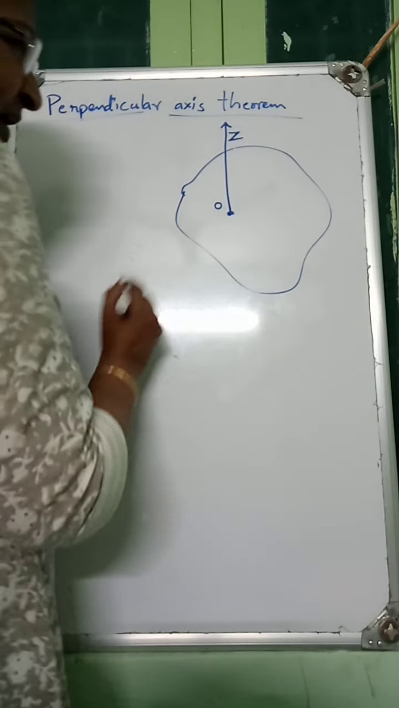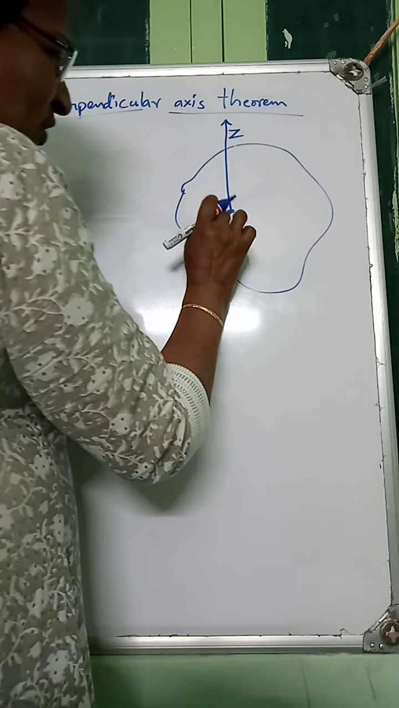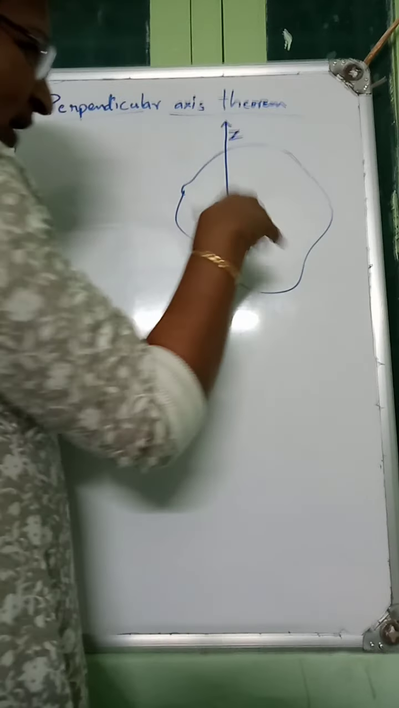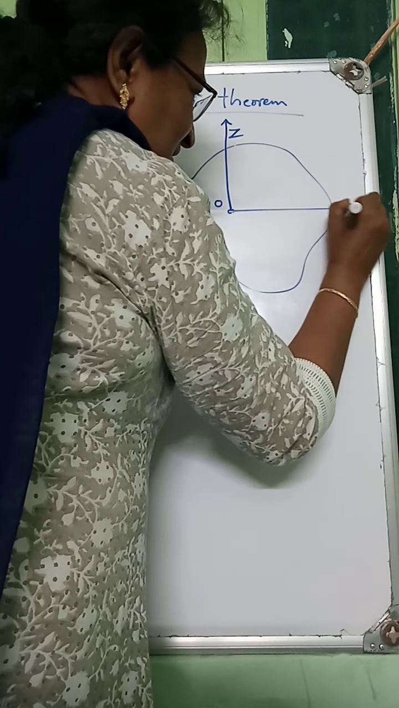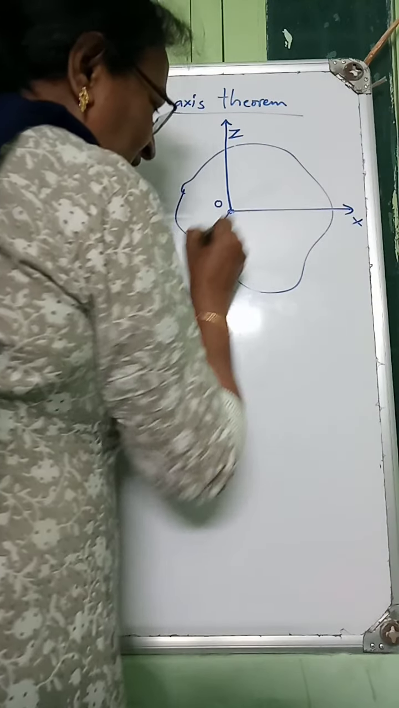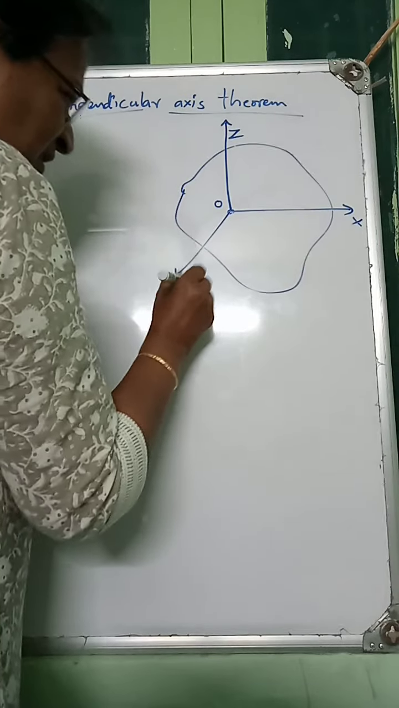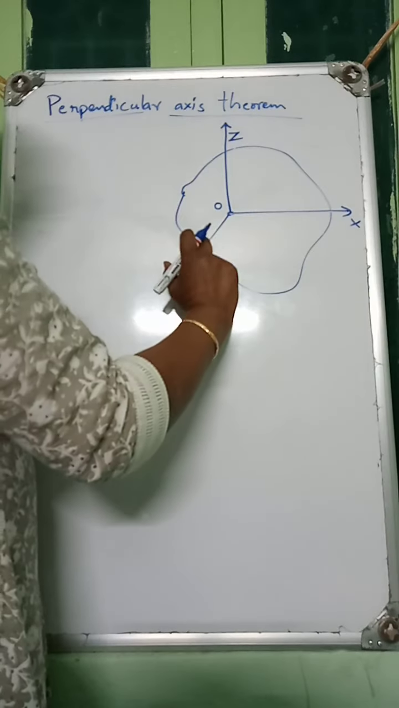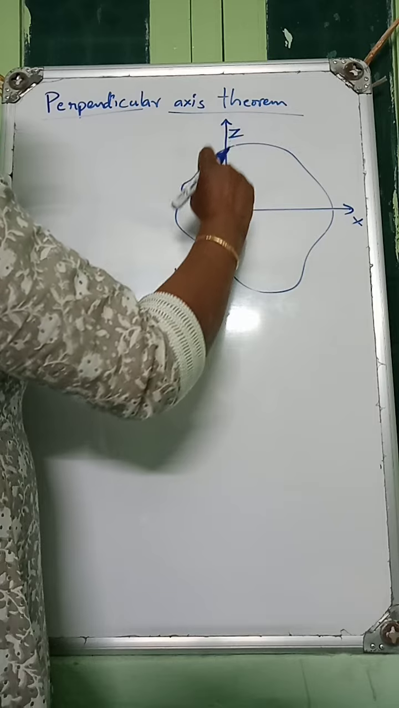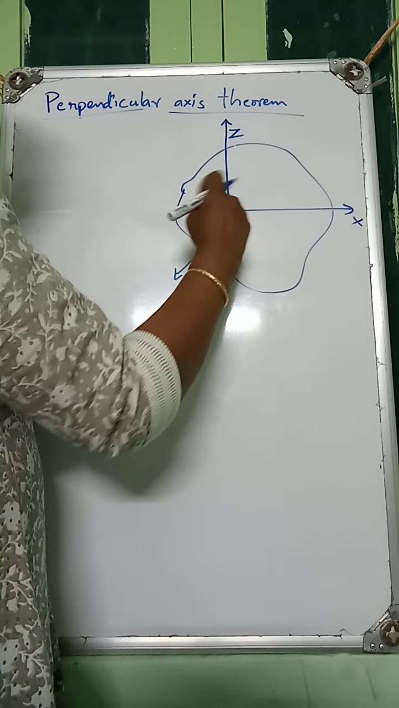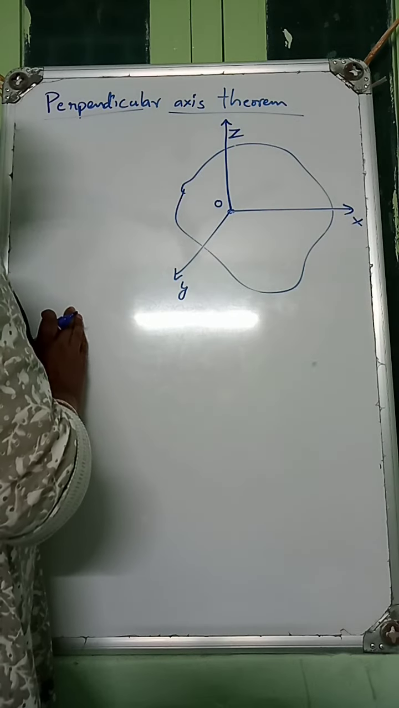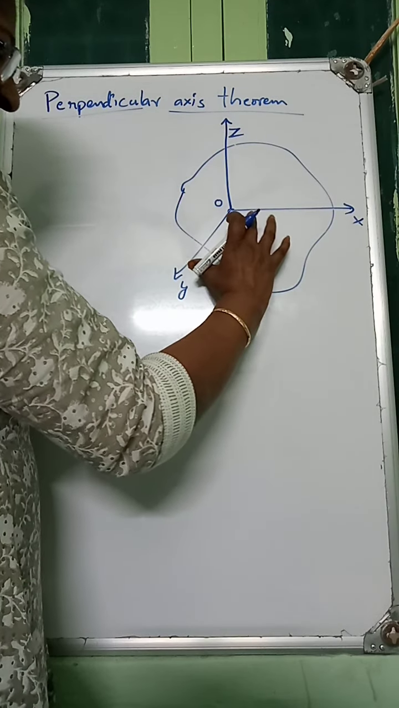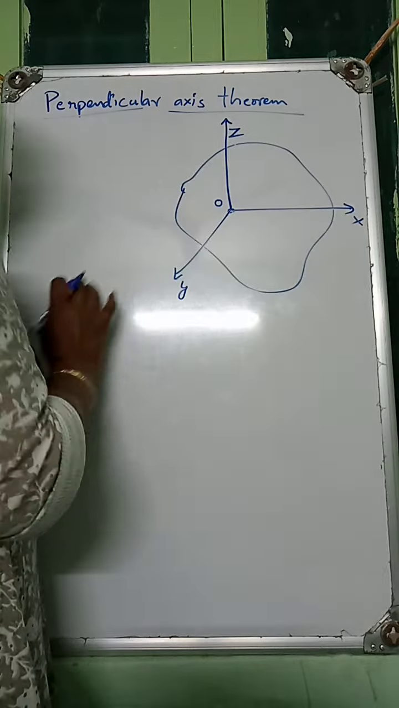Now you can draw two perpendicular lines passing through the same point and should lie in the plane of the lamina. Let one be x-axis and the other be y-axis. These two axes are mutually perpendicular and also perpendicular to z-axis, and these three are mutually perpendicular to each other, and x and y axis are lying in the plane of the lamina.